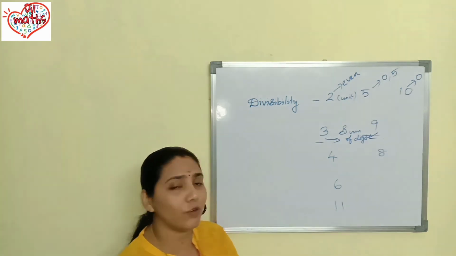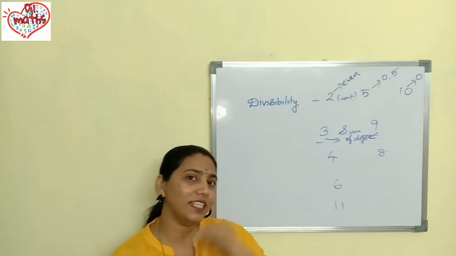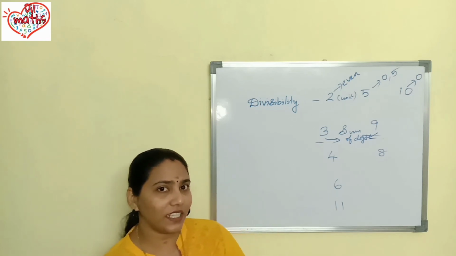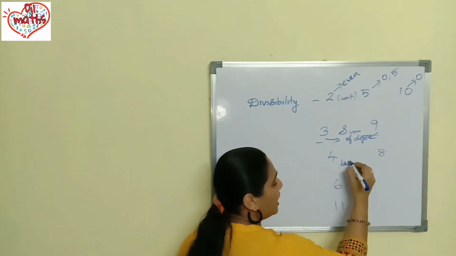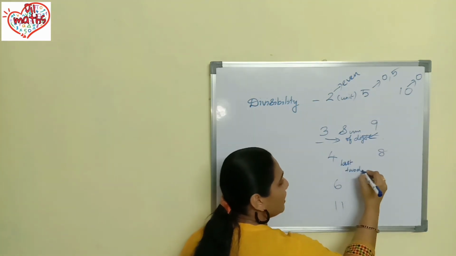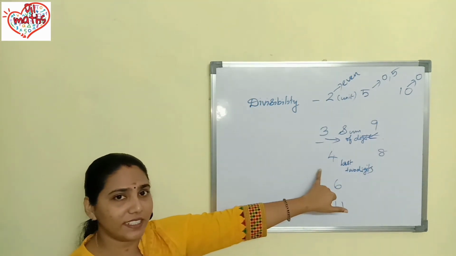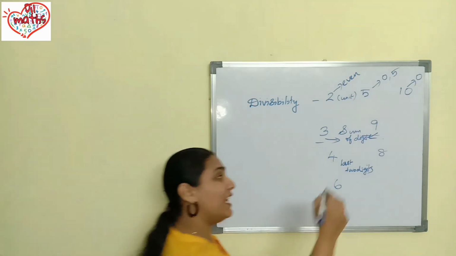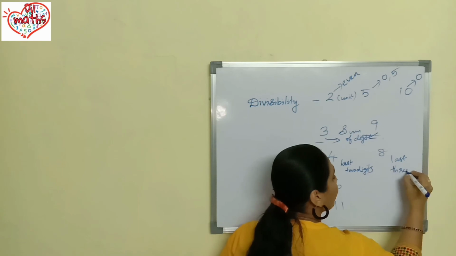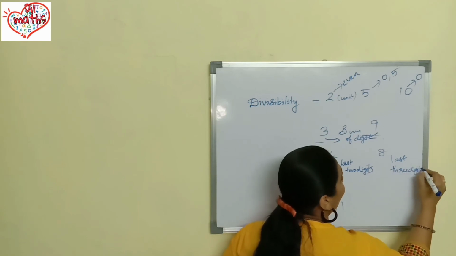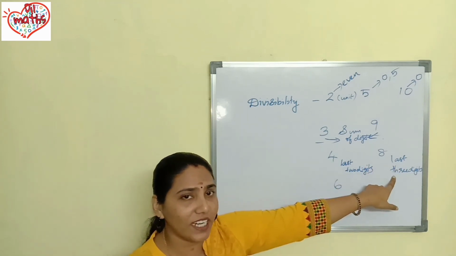Okay. Now 4 and 8, what should we do? In 4, we have to take the last 2 digits from the extreme right, the number formed by the last 2 digits, and check whether that number is divisible by 4. Then you can say that it is divisible by 4. And in 8, what should you do? You have to take the last 3 digits, that is, the number formed by the last 3 digits.